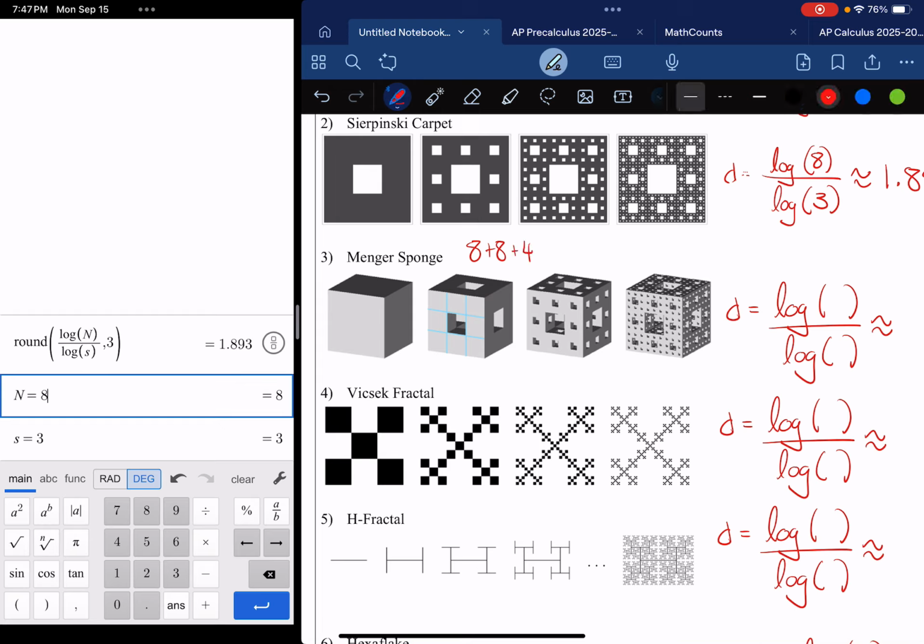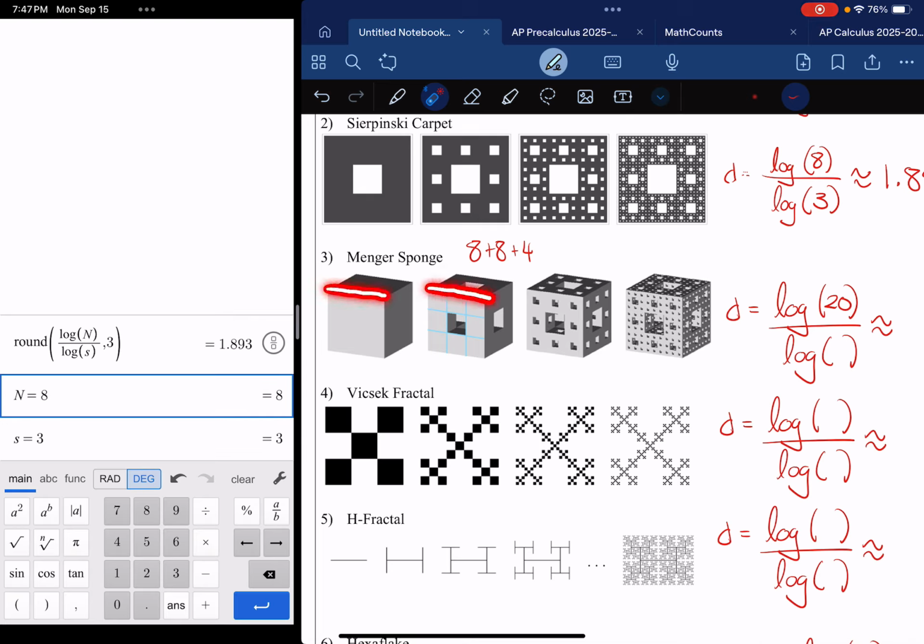So plus 4. What do we have? 8 plus 8 is 16, plus 4 is 20. So there's 20 pieces. And then how big are the pieces? I'm going to go ahead and take a random guess. Mathematicians love log base 3, or log of 3 on the bottom for the denominator. Let's see. The original side length was 1.